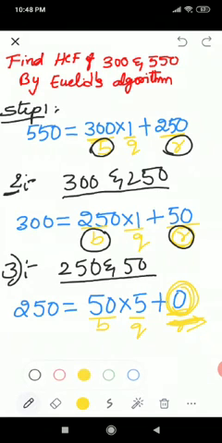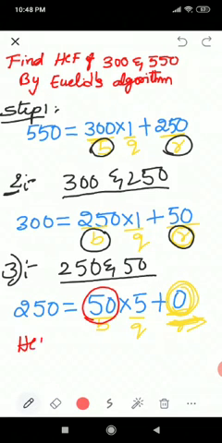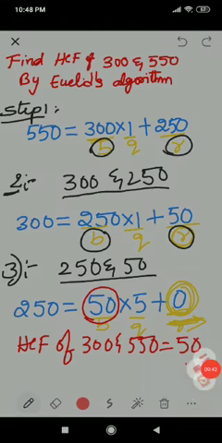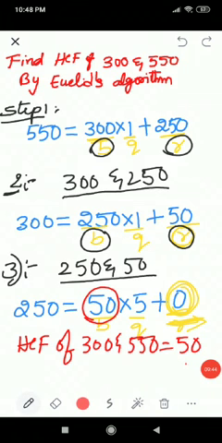And what is the B value here? 50. So our HCF becomes 50. HCF of 300 and 550 is equal to 50. So hope you understand the problem. Like this, in each and every step we have to take the previous step's B and R, and continue the division algorithm till you get the remainder 0 to find the HCF of the given two numbers.